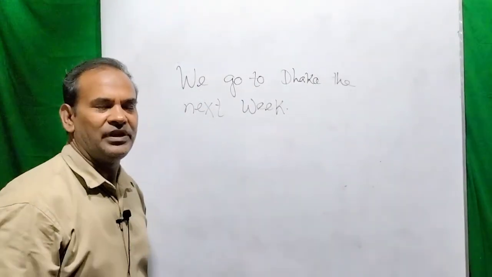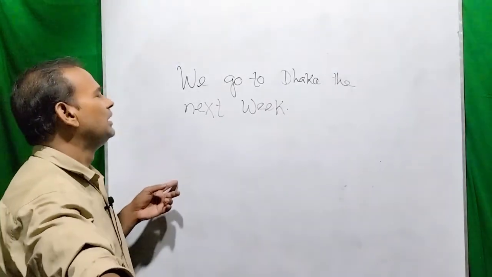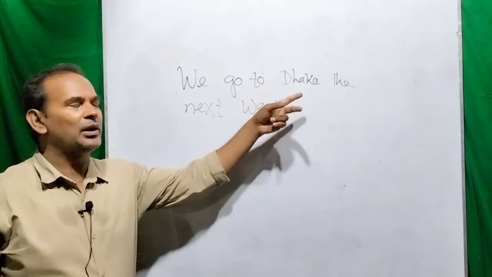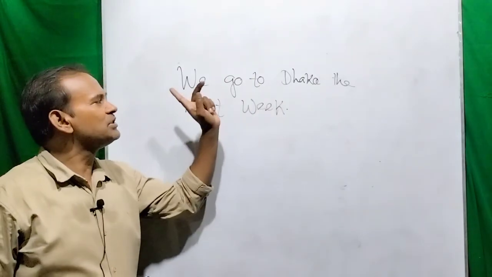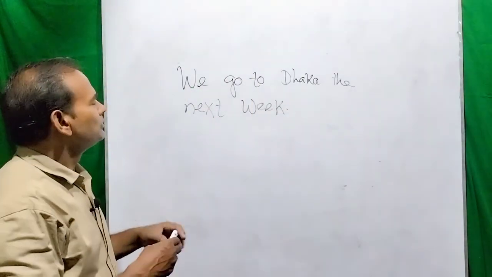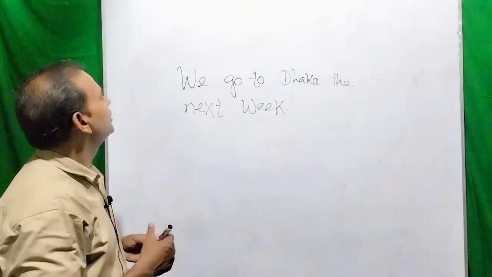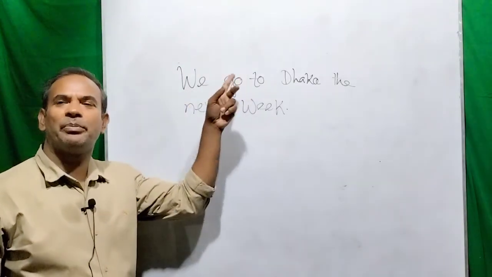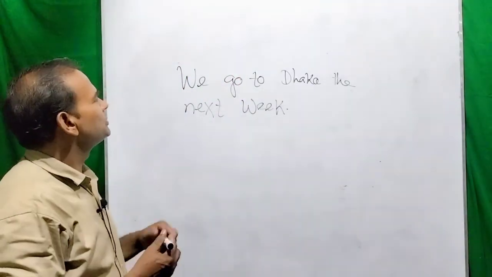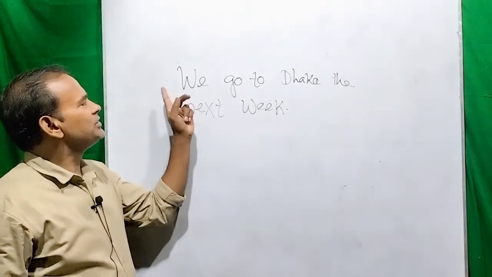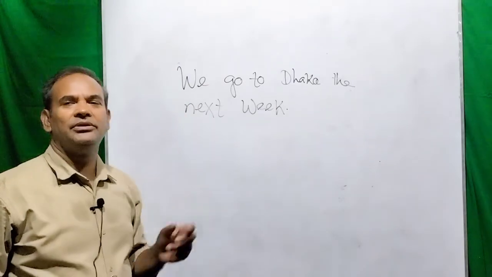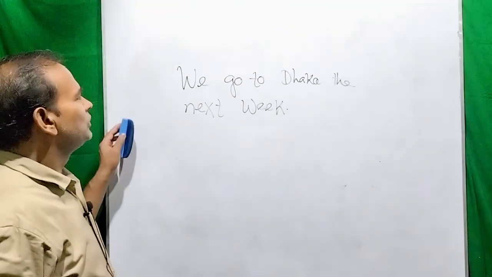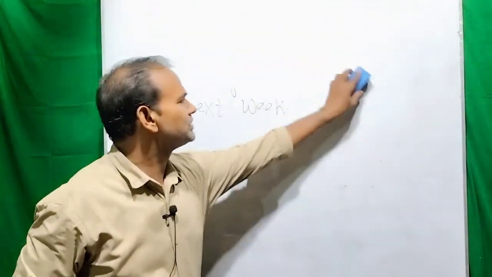This indicates the future time, but the future time is very near, you see. So this is generally used with the present form, or is written in the present indefinite tense. If we use future indefinite tense here, or if I say we will go to Dhaka the next week, that will not be accurate. So this is accurate. We go to Dhaka the next week, this is near future tense.